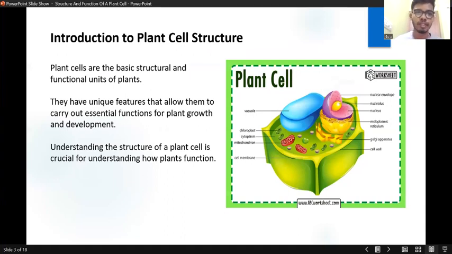Plant cells are the basic structural and functional units of plants. They have unique features that allow them to carry out the essential functions for plant growth and development. So understanding the structure of a plant cell is crucial for understanding how plants function. In plant cell structure, these basic structural and functional units play a major role in transferring energy and in the work of the organs.